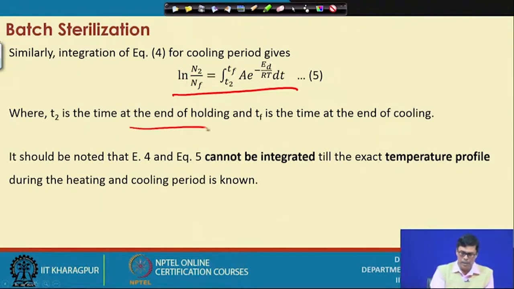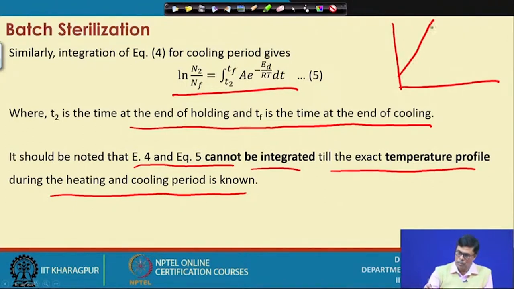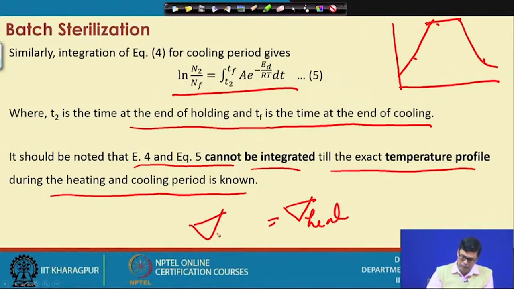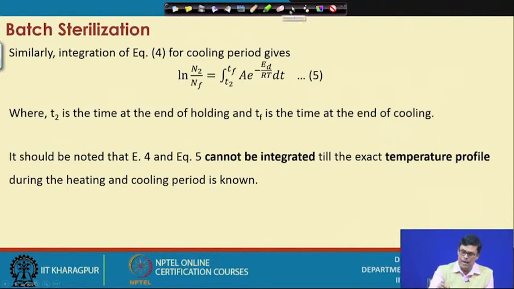The t2 is the time at the end of the holding, and tf is the end of cooling. So, equations 4 and 5 cannot be integrated till the exact time profile during the heating and cooling period is known. So, what I am exactly saying is that the amount of organism killed during heating, the amount killed during cooling, and total sterility depends on the summation of this plus this plus this. So it will be like this. This is for heating. This is total removal of the organism. This is heating, then this is cooling, and plus this holding. So, if you add all this together, we will get that.